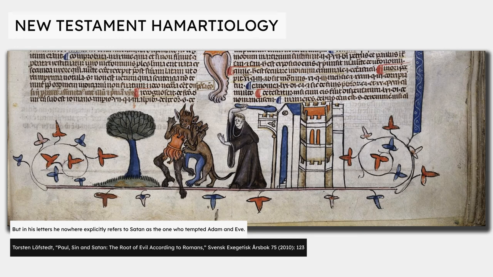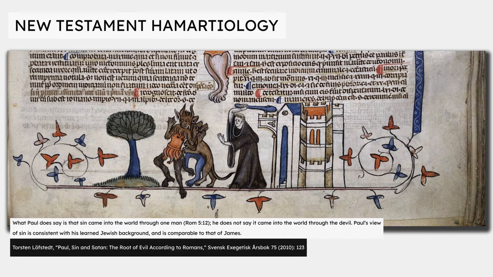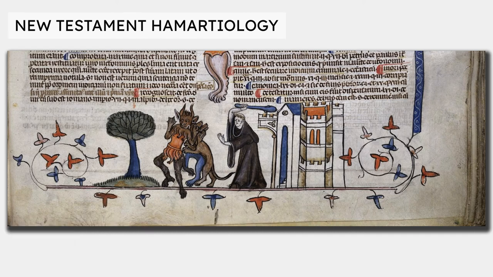Further evidence for this is that Lofsted notes the differences between Paul's hamartiology and the hamartiology of cosmological dualism, writing that Paul, quote, nowhere explicitly refers to Satan as the one who tempted Adam and Eve, end quote. Finally, Lofsted writes that although Paul says sin entered the world through one man, quote, he does not say it came into the world through the devil, end quote.